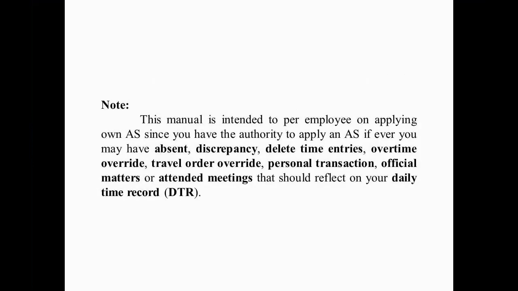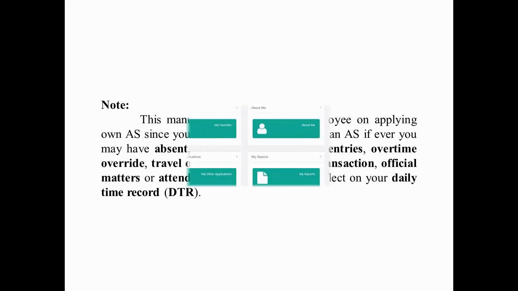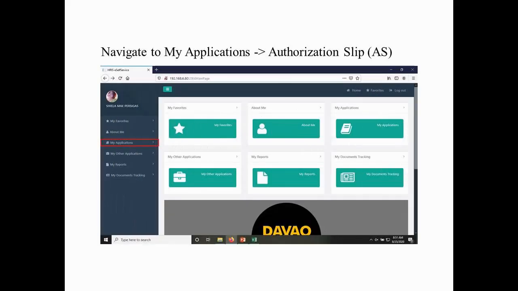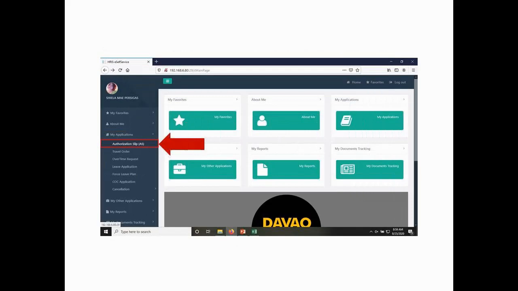Authorization Slip for regular, casual, and job order. Take note, this manual is intended per employee on applying their own authorization slip, since you have the authority to apply NAS if ever you may have an absence, discrepancy, delete time entries, overtime override, travel order override, personal transaction, official matters, or attended meetings that should reflect on your daily time record. Navigate to My Applications, Authorization Slip.